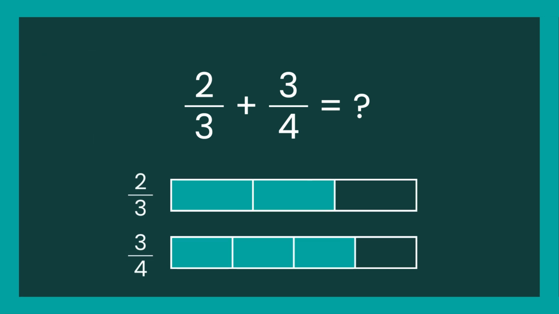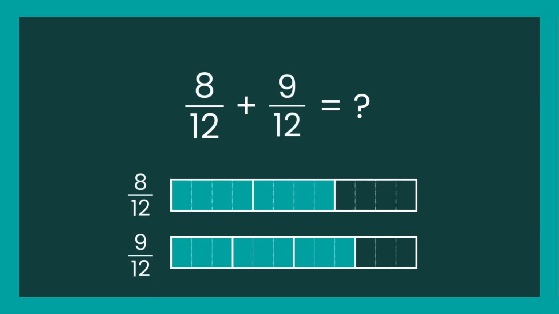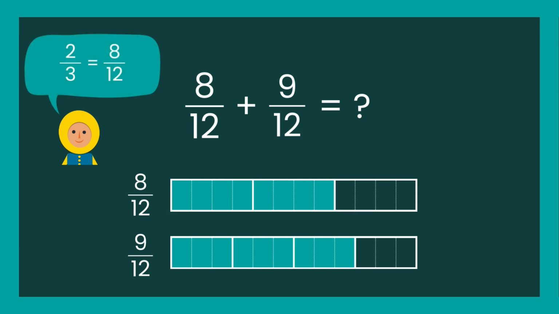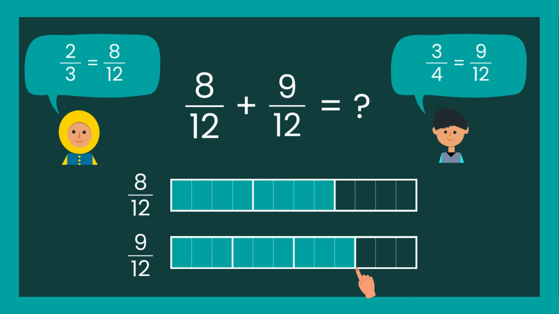Now, look closely at the bar model for 2/3 and 3/4. We can divide each bar into smaller equal parts so both have the same denominator. We can think of 2/3 as 8/12 and 3/4 as 9/12. Notice something? Exactly. 8/12 is the same as 2/3, just written in a different way. And 9/12 is the same as 3/4. Now, they have the same name, 12ths.